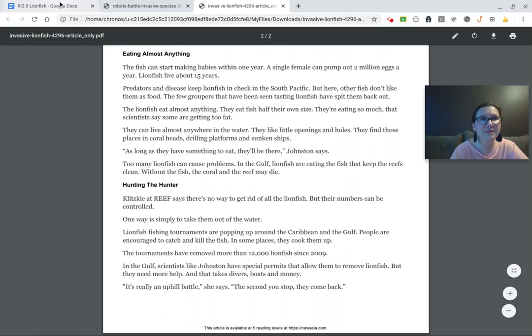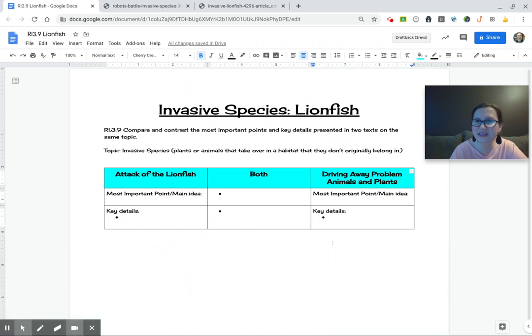All right, friends. Let's go back to our organizer. Remember, this is kind of like a Venn diagram, and we're right now focusing on the side that says attack of the lionfish. I'm going to stop and think, what did I just read about? I think we read about lionfish and how they are an invasive species. And what are people doing about it? Sounds like they're having tournaments to catch them. Kind of like my story about my dad, or what he heard.